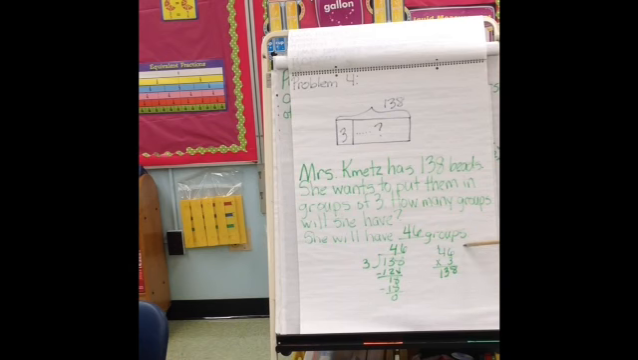I check it. 46 times 3. 6 times 3 is 18. You put down the 8. You carry the 1. 3 times 4 is 12, plus the 1 is 13. You get 138, so it checks. She will have 46 groups.